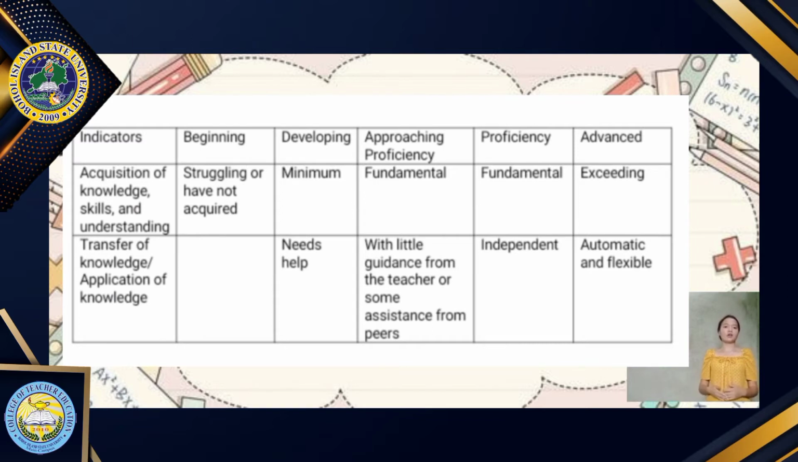For the indicator of the transfer of knowledge and application of knowledge, for the beginning, none. For the developing, needs help. For the approaching proficiency, with little guidance from the teacher or some assistance from peers. For the proficiency students, they are independent. For the advanced students, automatic and flexible.